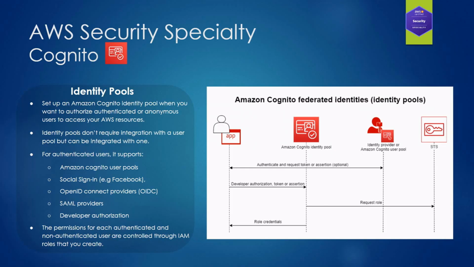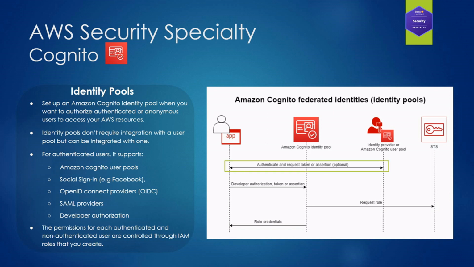And finally, the application will provide the access tokens and retrieve the data from an API, a database, or whatever you have configured. On the other hand, we have identity pools. An Amazon Cognito identity pool should be used when you want to authorize authenticated or anonymous users to access your AWS resources. Identity pools don't require integration with a user pool, but they can be integrated with one. For authenticated users, it supports Amazon Cognito user pools, social sign-in, like for example Facebook, OpenID Connect providers or OIDC, and SAML providers. And that's what normally corporations are using for single sign-on. Finally, the permissions for each authenticated and non-authenticated user are controlled through IAM roles that you create and attach to the identity pool.